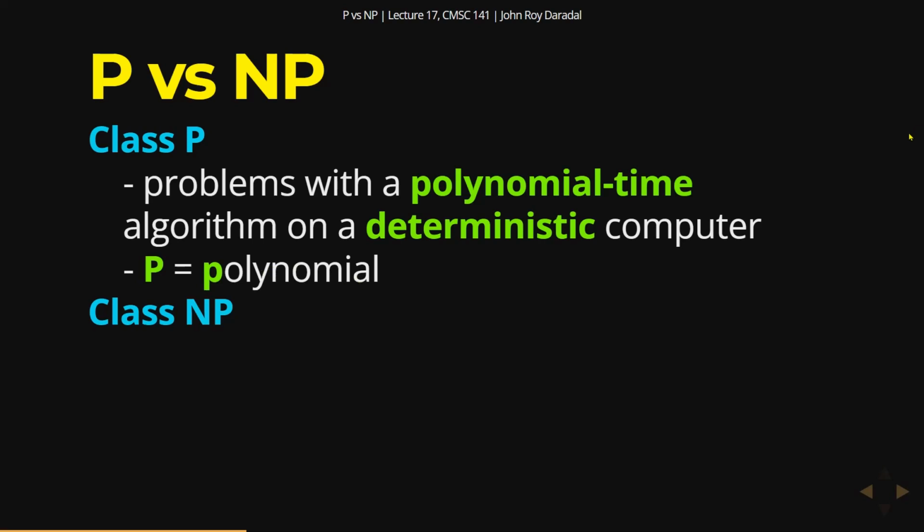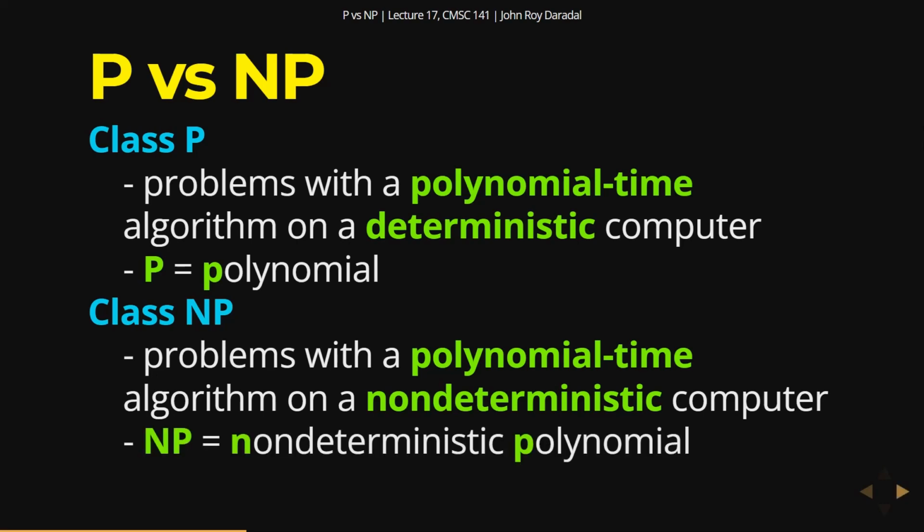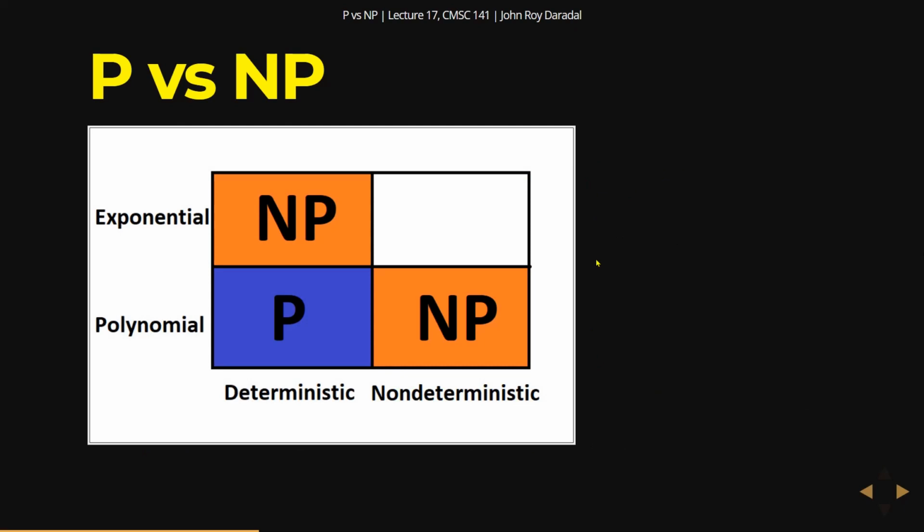Now the class NP are problems with a polynomial time algorithm on a non-deterministic computer. So it will have a polynomial time algorithm if a non-deterministic computer existed. The NP here stands for non-deterministic polynomial.